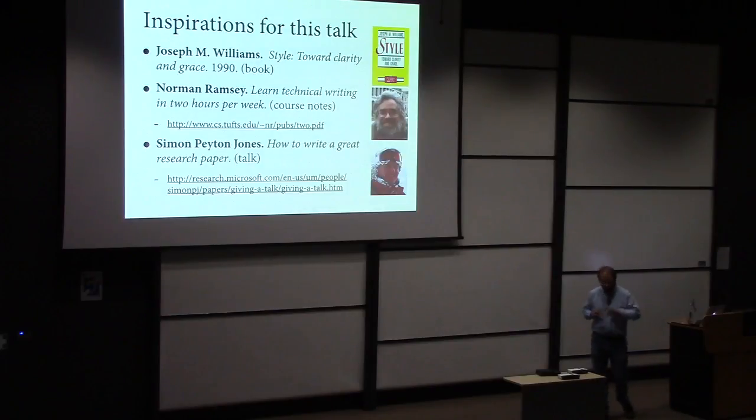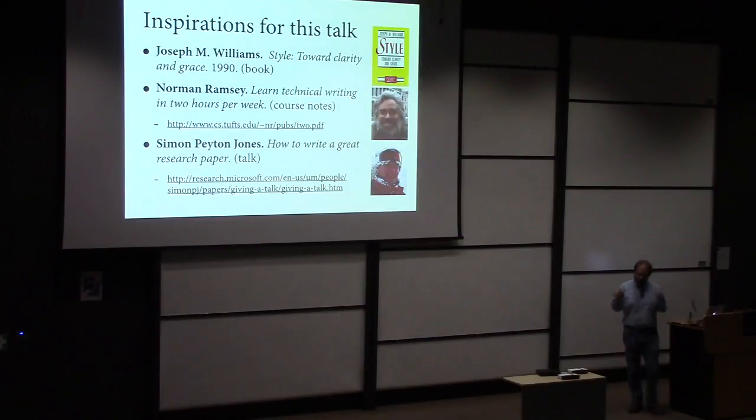in this talk, and I just want to say the advice I'm giving you is not just something I made up. Okay, a lot of the ideas were inspired by several other references. So the most important one is Joseph Williams' book, Style: Toward Clarity and Grace. This is a really nice book. I don't agree with everything in the book, but it presents a lot of the concepts I'm telling you about with a lot of interesting examples, and for me it was really eye-opening. That's not really a technical writing book. That's just a general writing book. Norman Ramsey has some course notes on learning technical writing in 2 hours per week. That's also something I found very useful.